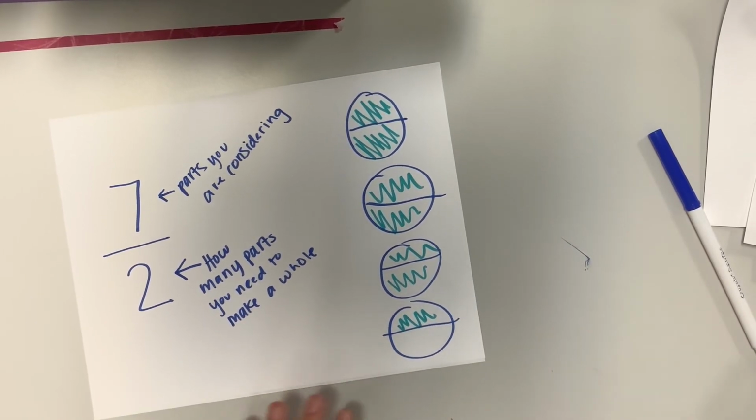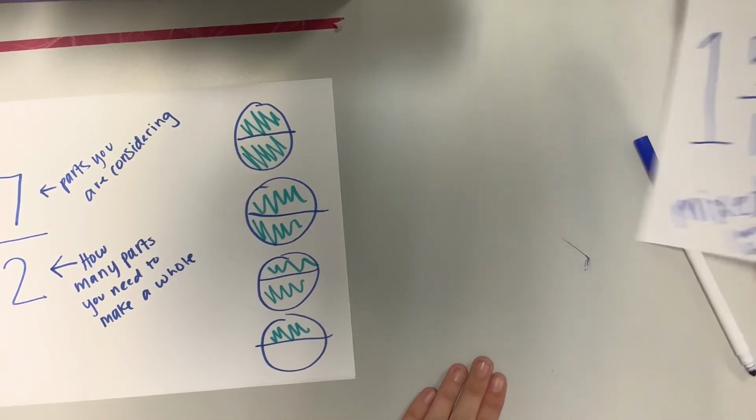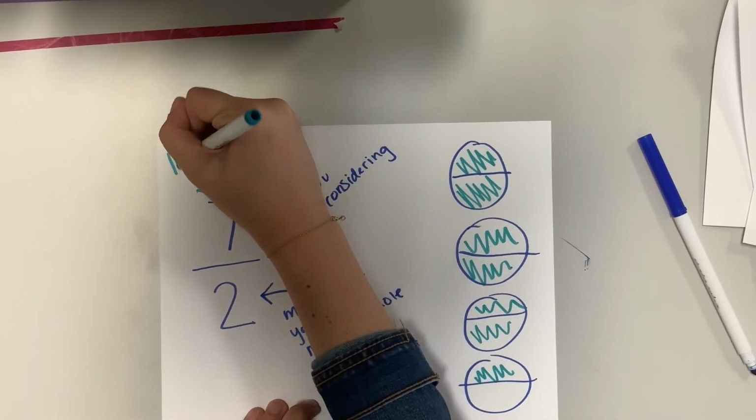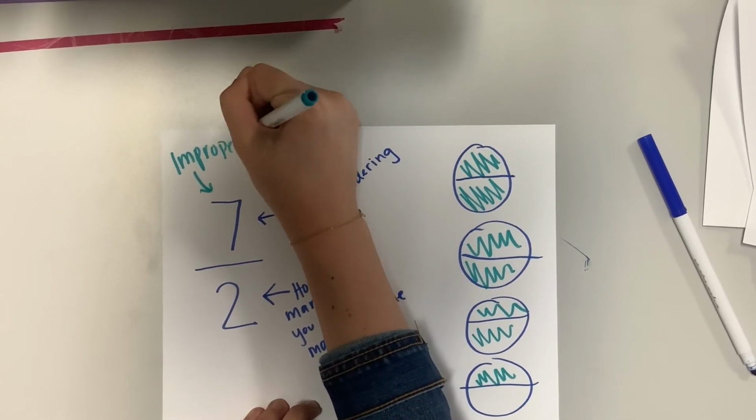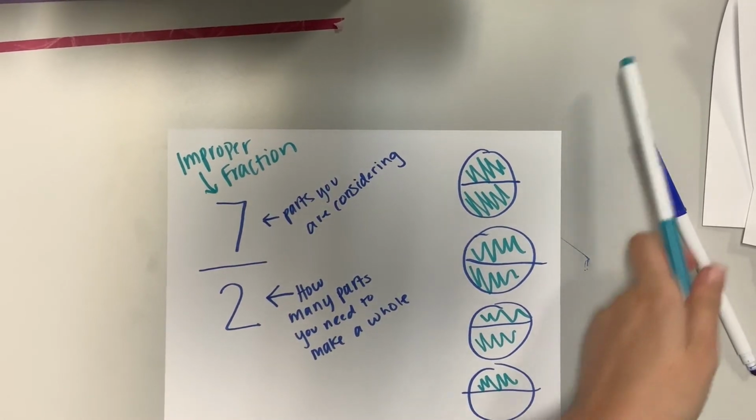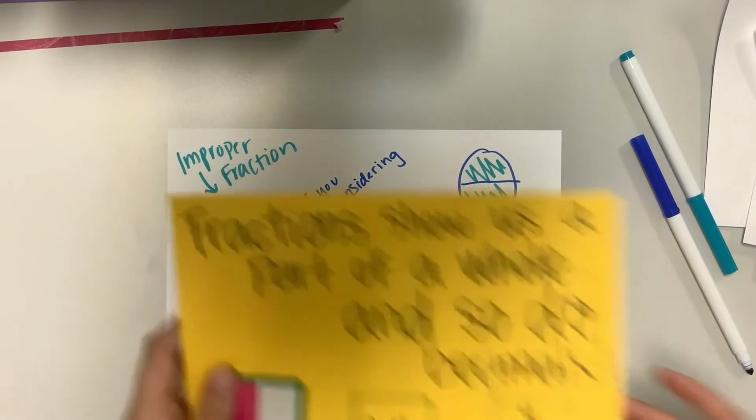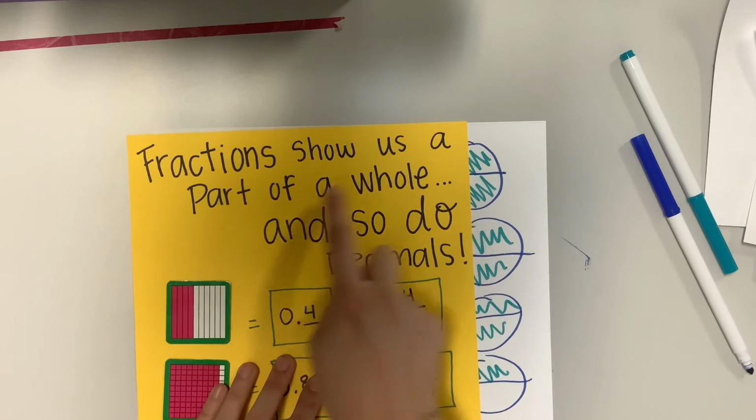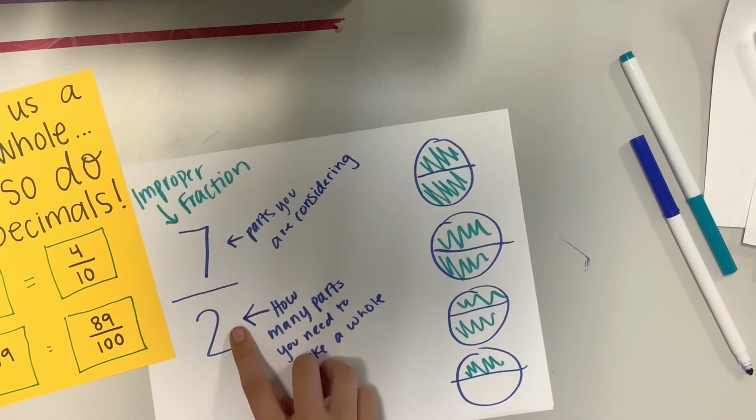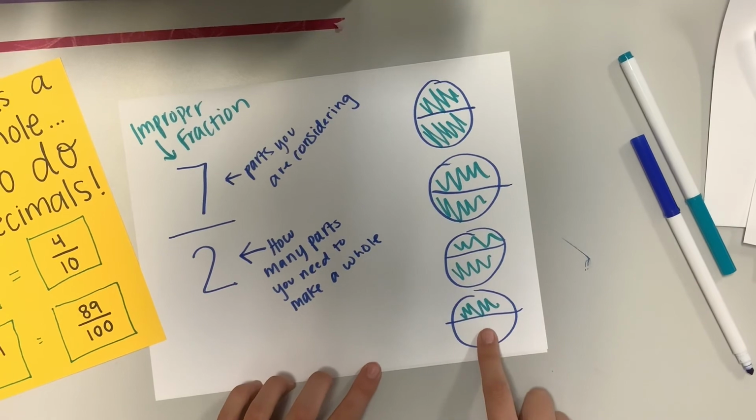Wait a minute. This kind of reminds me of my mixed number. Remember, with my mixed number, I had whole numbers and fractions. This right here is called an improper fraction. An improper fraction means that there's wholes and a fractional piece. So looking at this, we know fractions show us a part of a whole. The reason why this is an improper fraction is because this isn't showing us just a part of a whole. It's actually showing us 3 wholes and 1 half.